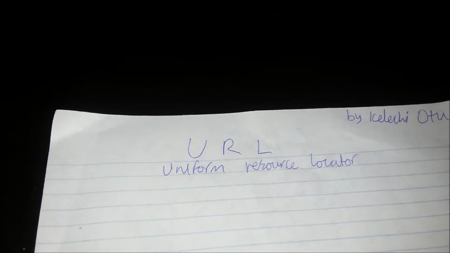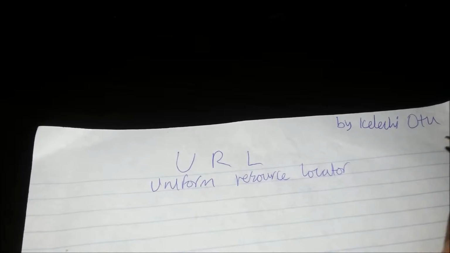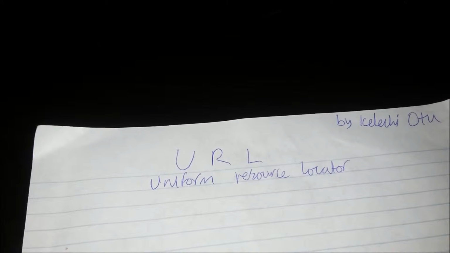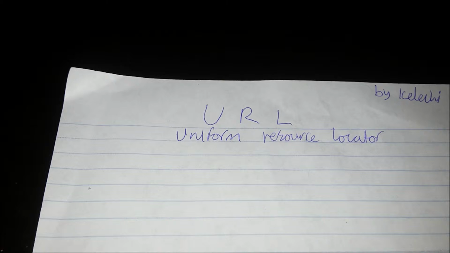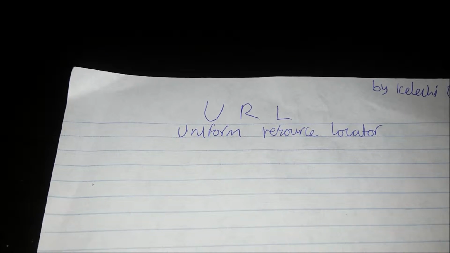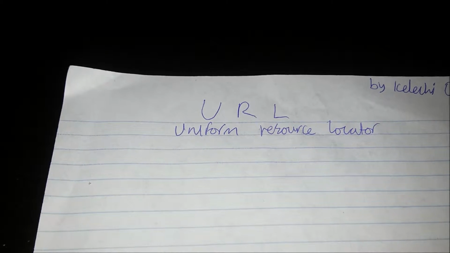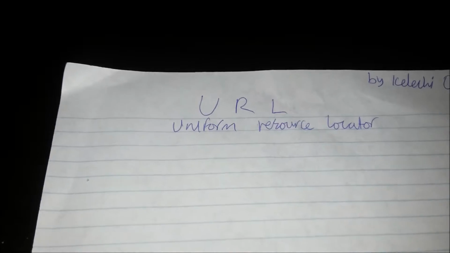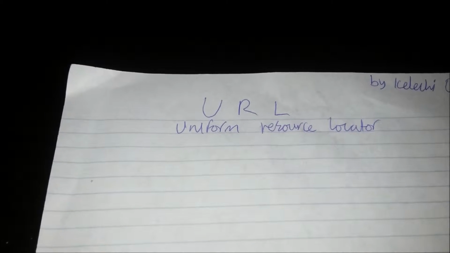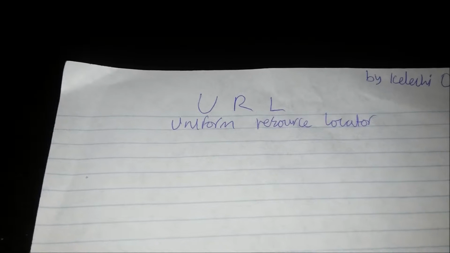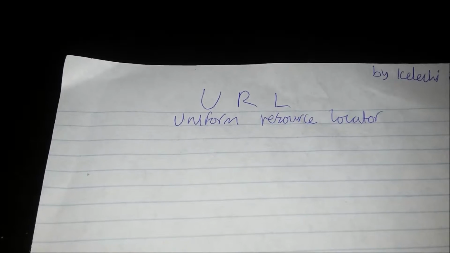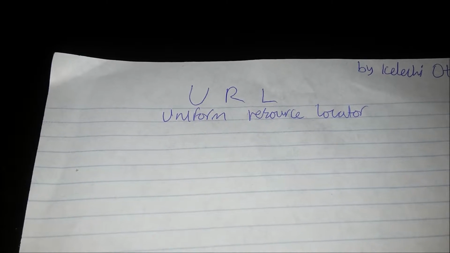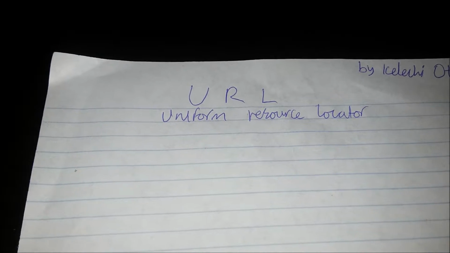Another common term for this is web addresses, but the proper word for it is Uniform Resource Locator or URL. Now, the URL is basically a string of characters that are arranged in a specific order, and it lets us find and access files, web pages, and other web resources that we can get from the World Wide Web.